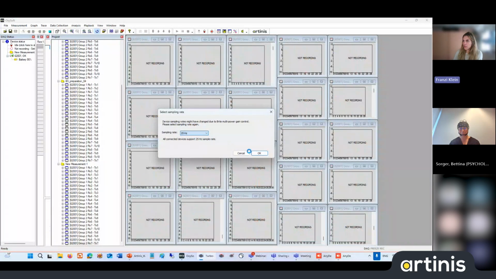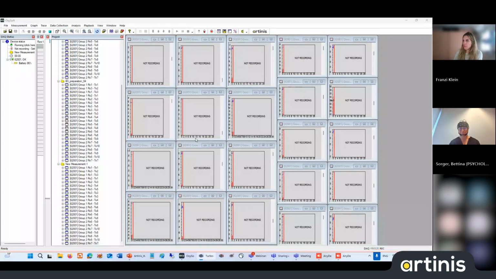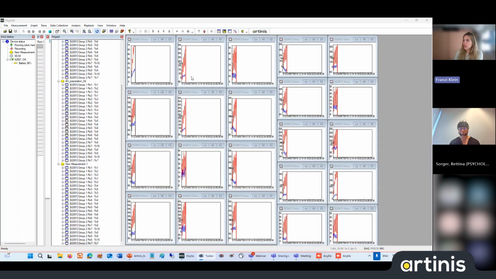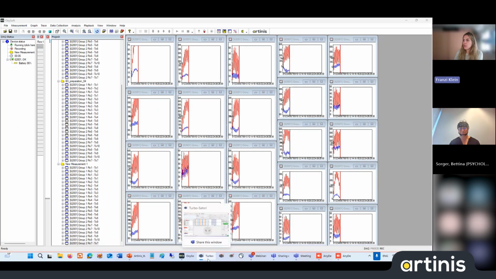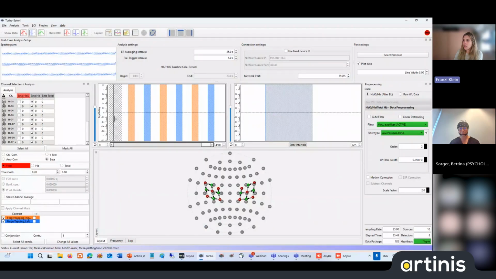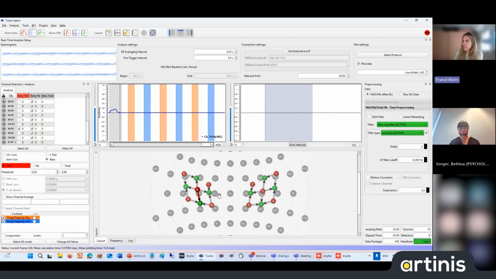Select the 25 Hertz. And now the background changes to white, which means now we are in the recording mode. So the data is streamed now. I guess you can see here, the data is coming in. I will select now a channel. So Bettina's favorite channel is S181, which is this one here in the left hemisphere.